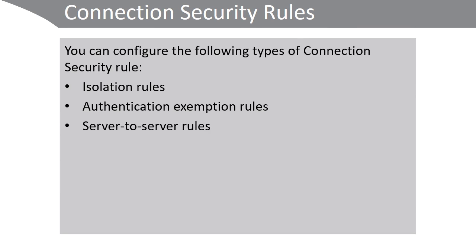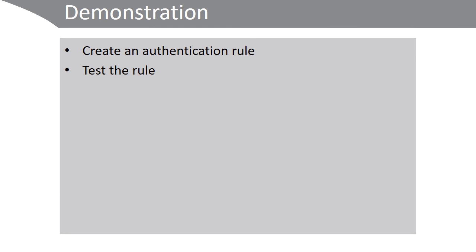Server-to-server rules, so communication between server A and server B, or between all computers in one location and all computers in another location, will be encrypted and authenticated along the lines of the rule. Tunnel rules between two endpoints, and then a hybrid. You've got the ability to create custom rules which might use any or all of those previous characteristics. Let's have a look at a demonstration on how to create an authentication rule, and then we'll test the rule.